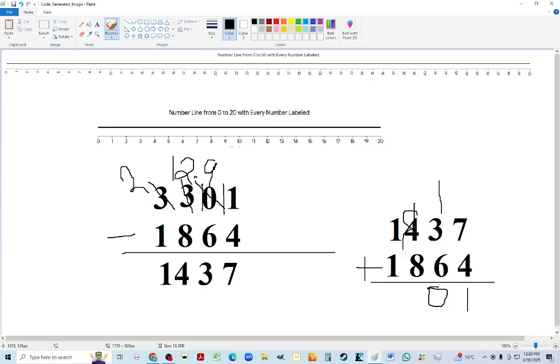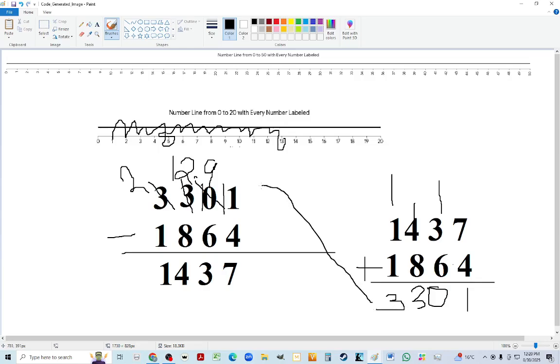So I get 1 plus 4 plus 8. 1 plus 4, here's the 1. 1, 2, 3, 4, that's 5. 5 plus 8. 1, 2, 3, 4, 5, 6, 7, 8. 13. So 1 plus 4 plus 8 is 13. I can put the 3 here, and the 1 goes up here. And finally, 1 plus 1 plus 1, that's 3.